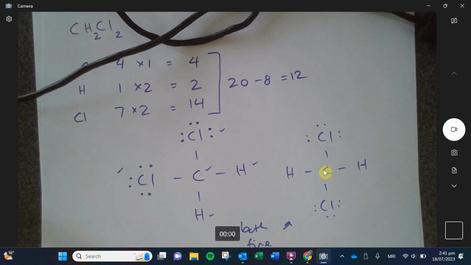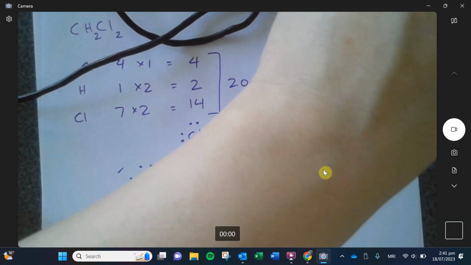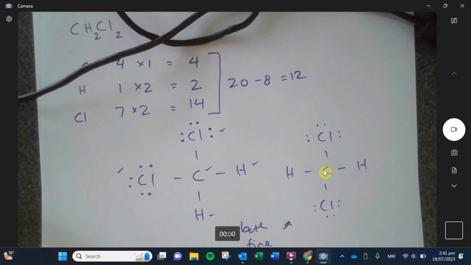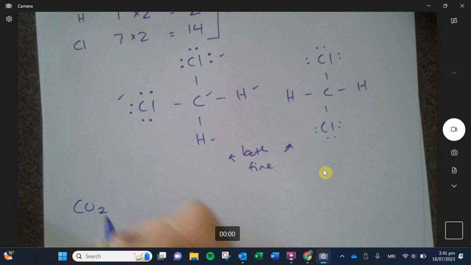That's it. I have to show you guys some harder ones, though. All right, you ready for a harder one? Okay. I'll switch colors because I like to switch colors. That way you guys have different examples. All right, next one I have is carbon dioxide, CO2.